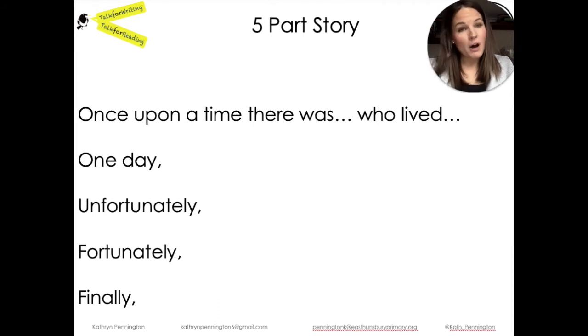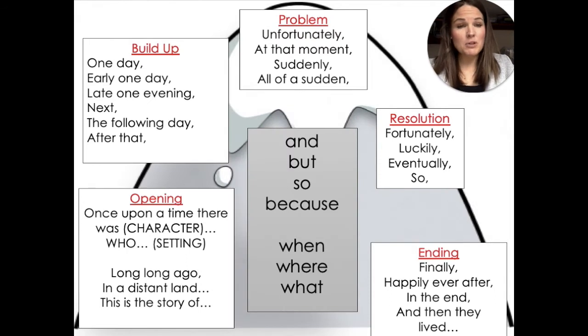So you saw in part 1 me just modelling how you might do that, and we need to remember that once they've got once upon a time, one day unfortunately, then what we can do is start to build their repertoire of those sentences. So they come up with a bank of opening sentence starters, a bank of build-up sentences and a bank of problem resolution and ending ones, woven together with our key conjunctions and, but, so, because.